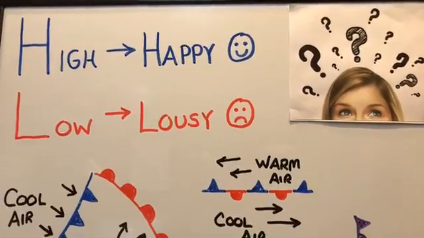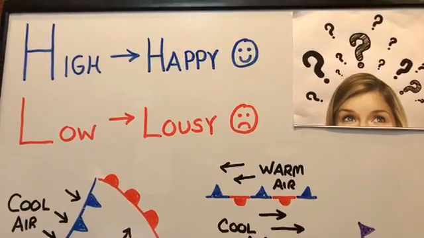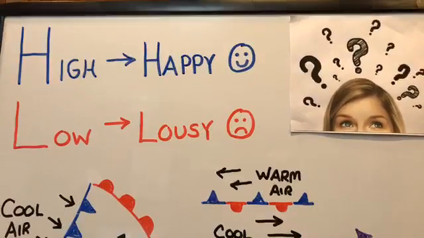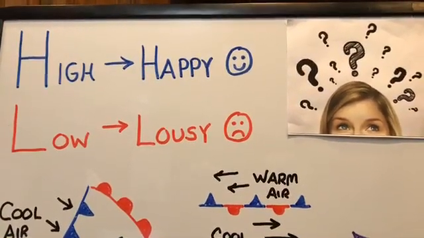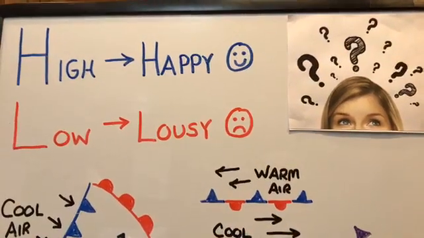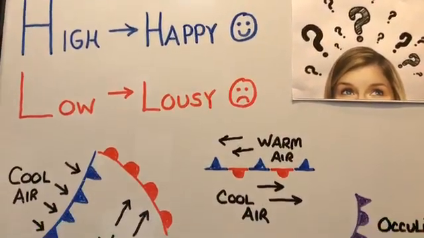High and low pressure have no bearing on actual temperature per se, in terms of it being hot and cold. You can have high pressure across Minnesota in the dead of winter. It might be 10 degrees outside, but it could be sunny as all heck. So high and low pressure have more to do with clouds and precipitation than they do with actual temperature.